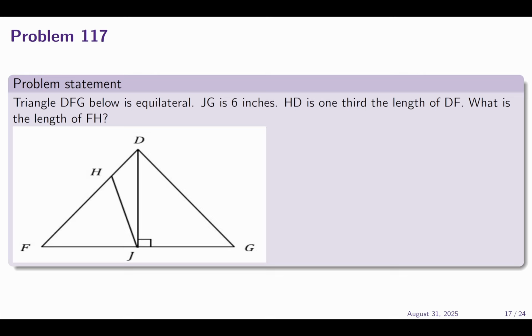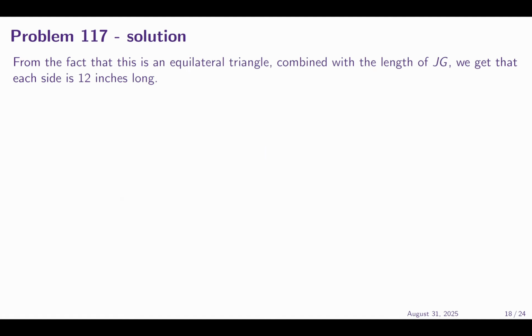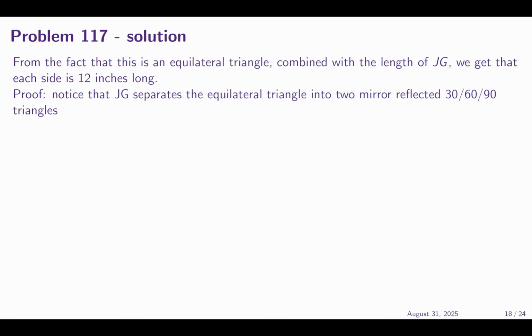Triangle DFG below is equilateral. JG is 6 inches, HD is 1/3 the length of DF. What is the length of FH? From the fact that this is an equilateral triangle, combined with the length of JG, we get that each side is 12 inches long.